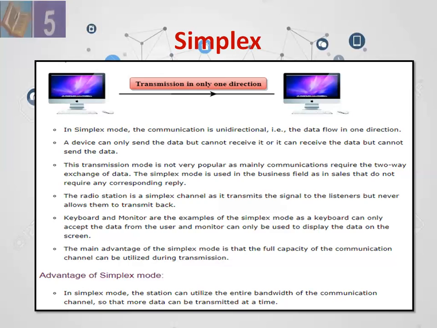The main advantage of simplex mode is that the full capacity of the communication channel can be utilized during transmission. In simplex mode, the station can utilize the entire bandwidth of the communication channel so that more data can be transmitted at a time. So simplex mode is one-way communication. The data can be sent in one direction. It is unidirectional.